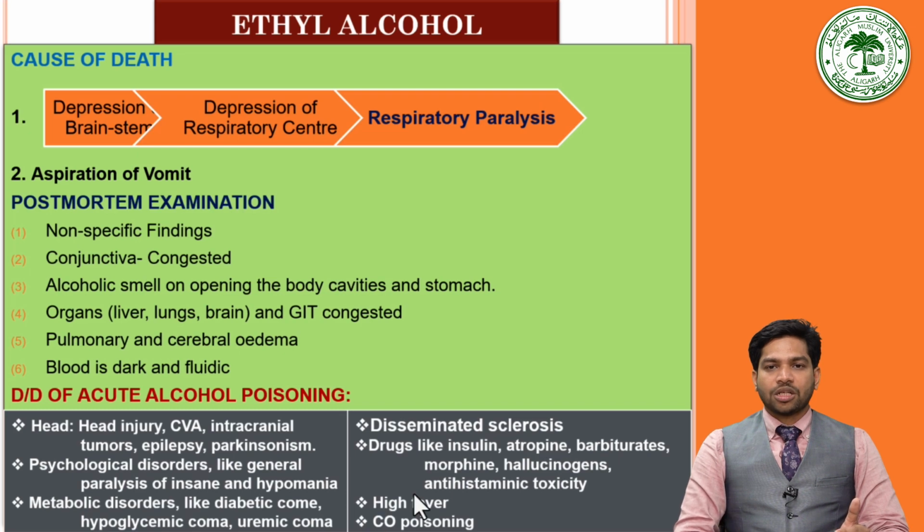Then disseminated sclerosis is another differential diagnosis. Drugs like insulin, atropine, barbiturates, morphine, hallucinogens, antihistaminics toxicity can also mimic the acute alcohol poisoning. High fever, carbon monoxide poisoning are all the differential diagnoses for the acute alcohol intoxication.